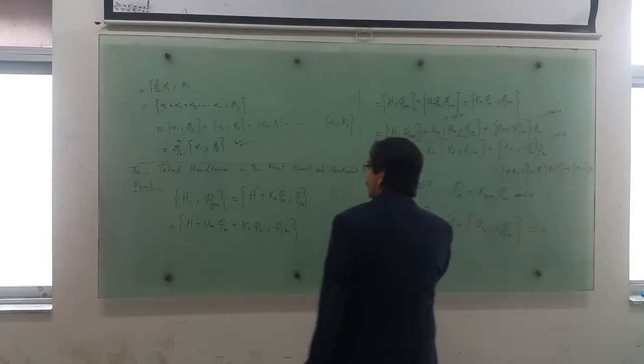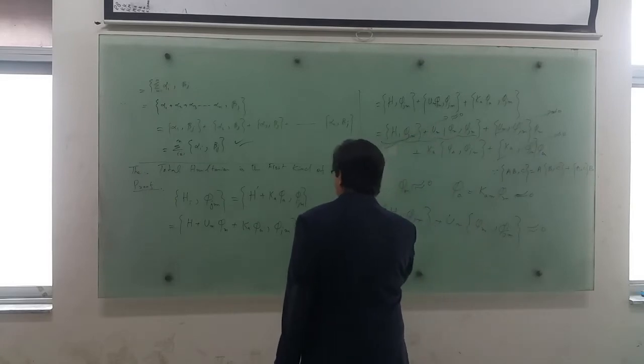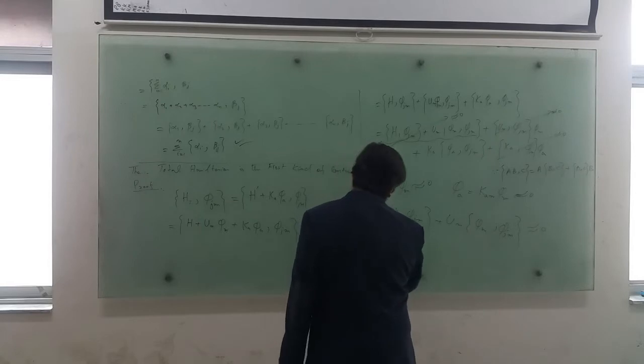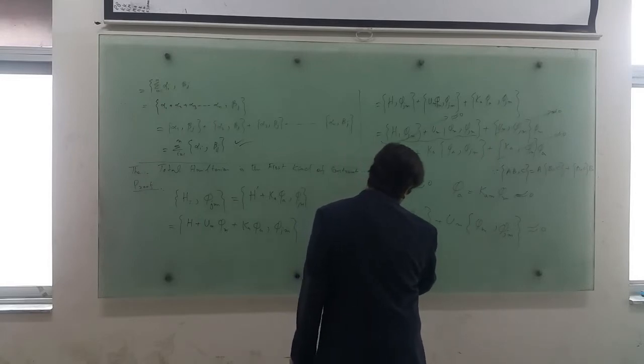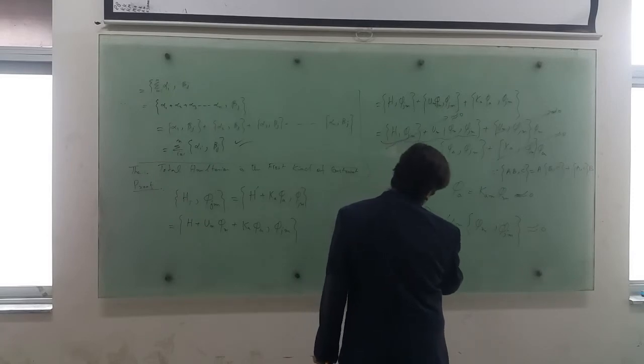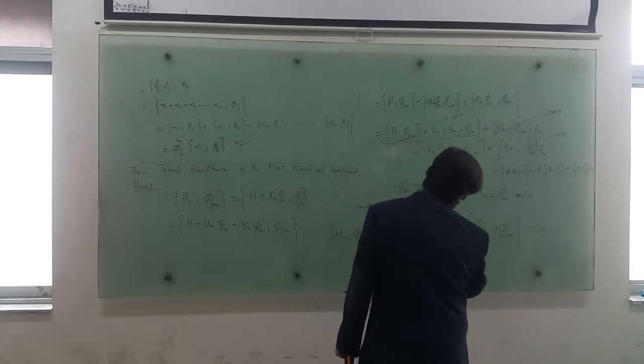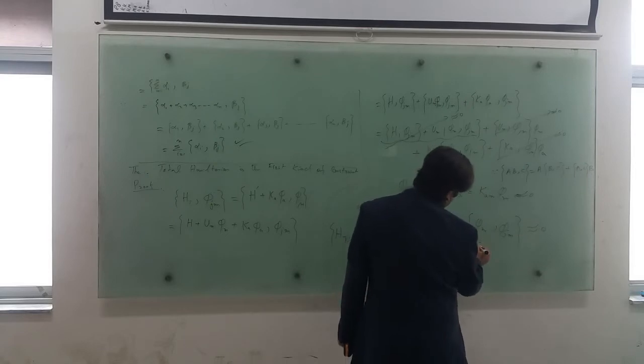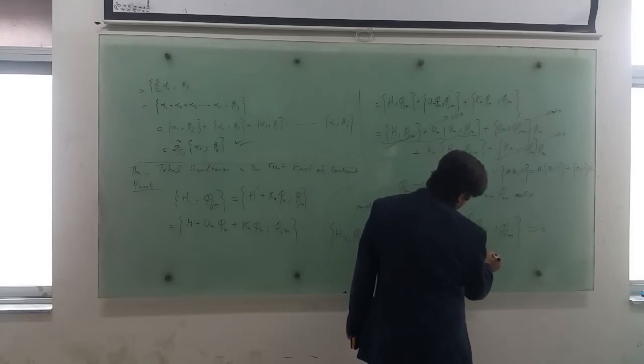Now H T M phi is equal to 0 plus 0 plus 0 and plus A phi A phi j m.